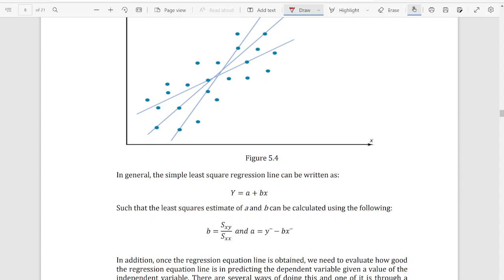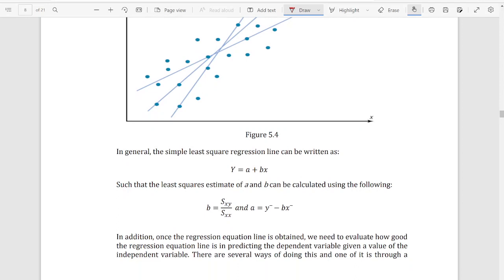Okay, in general, you can simply write the equation of the regression line as y equal to a plus bx, whereby in this situation y is the dependent variable, a is the constant or y-intercept, and b will be the slope. Okay, the slope coefficient for the variable x. Okay, so this is the regression equation.